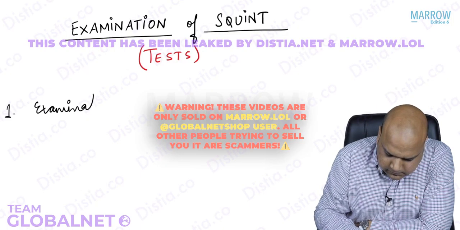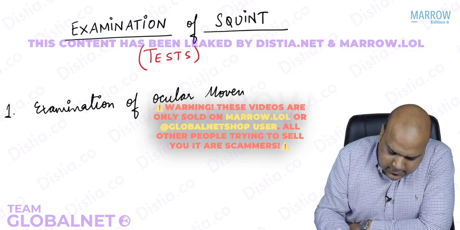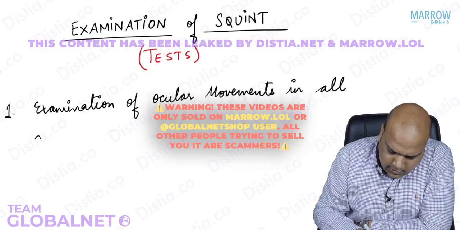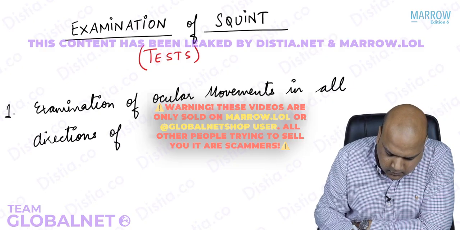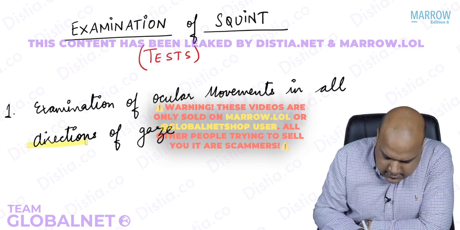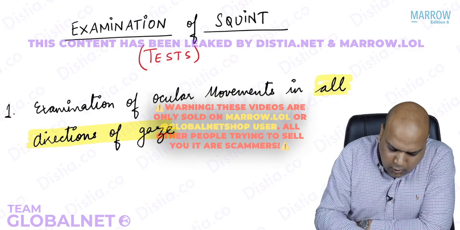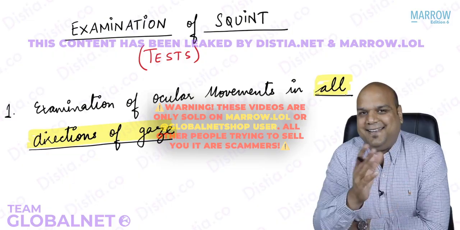examination of ocular movements in all directions of gaze. So now this is the important point here. We say in all directions of gaze. So what are the directions of gaze? How many directions of gaze are there?